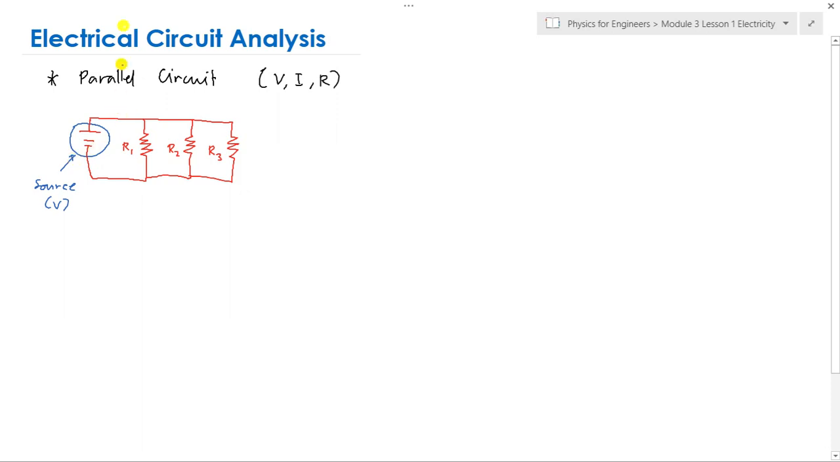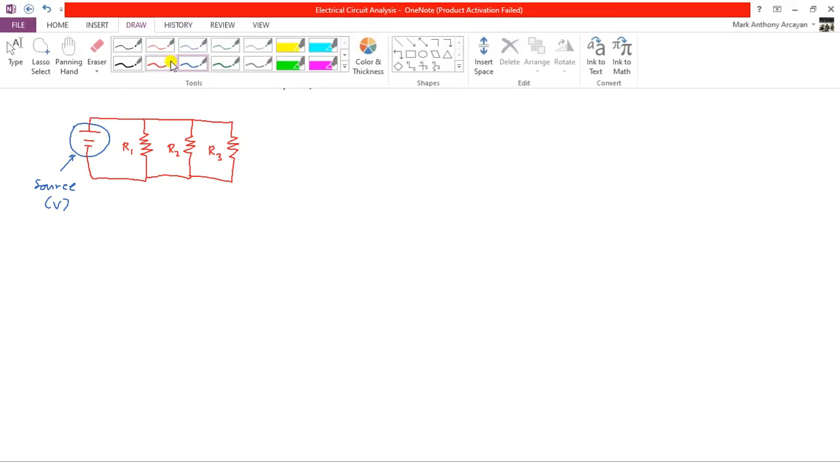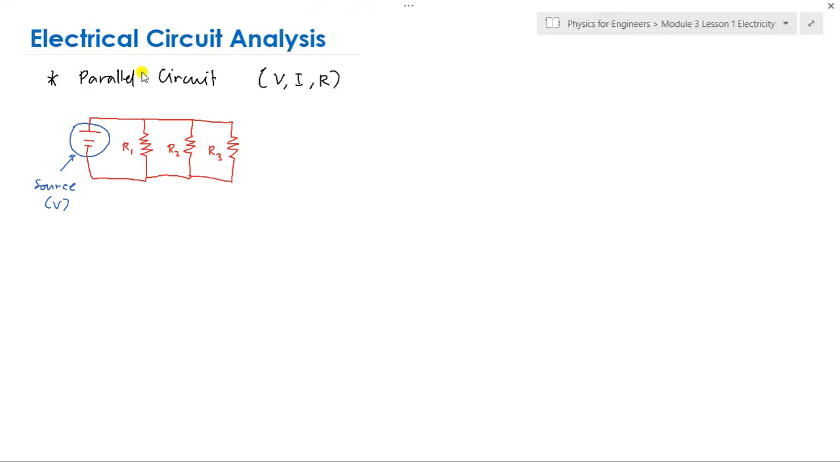And here, class, we have a total current. When it reaches this junction, the current splits for a parallel circuit. Some goes to R1, this is I1. Then the remaining current splits again, going to I3 and then to I2.